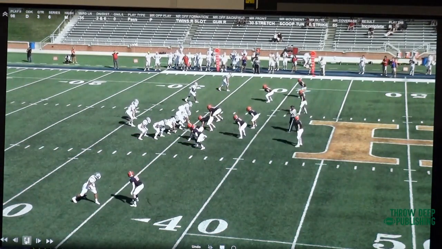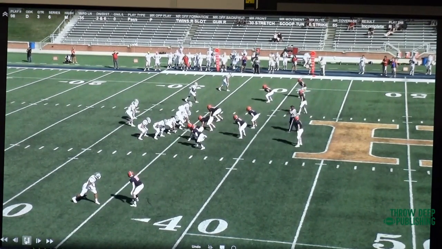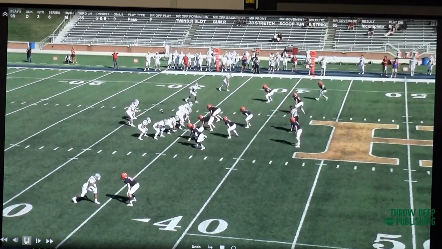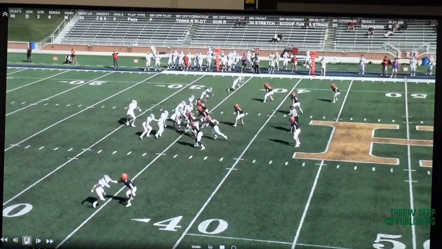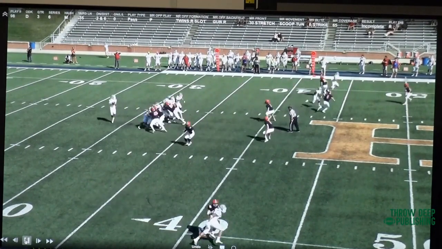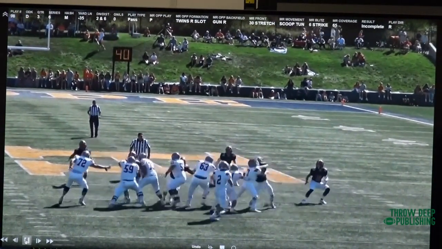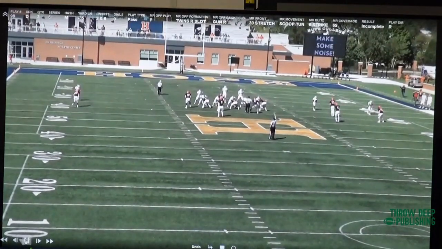Okay. Now, here we're going to do a strike, and then we're also going to twist the edge guy down to the A gap. He's basically going to do a scoop technique down to the A gap, and the nose is going to wrap around. So let's watch it from the end zone. We can do it on both sides, and we can change it up that way.